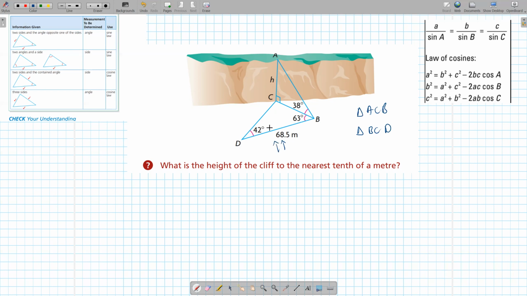Two angles are given. If two angles are given, always find the third one. 63 minus 42. So this angle here, that is 75 degrees. All right, now let's find CB.